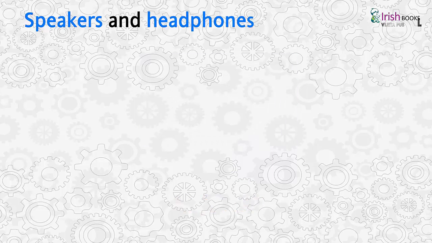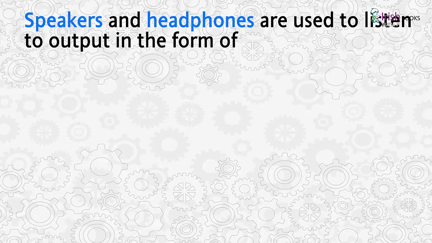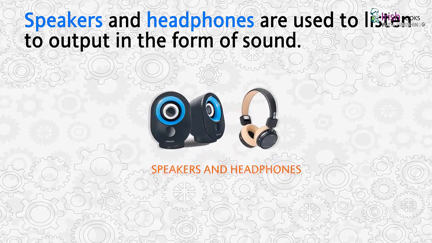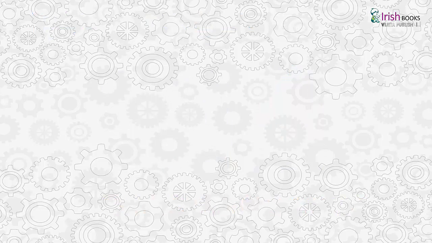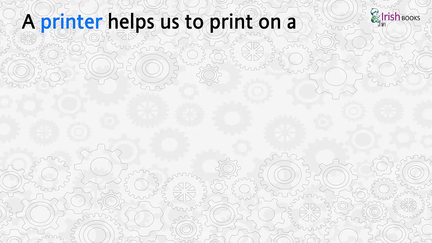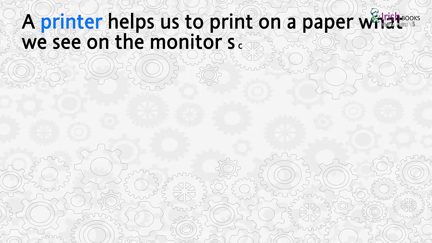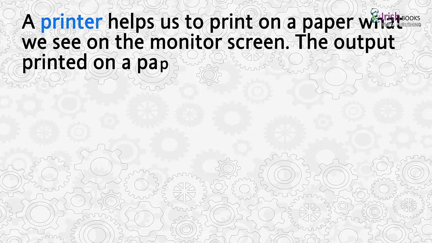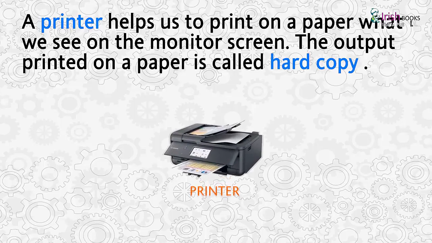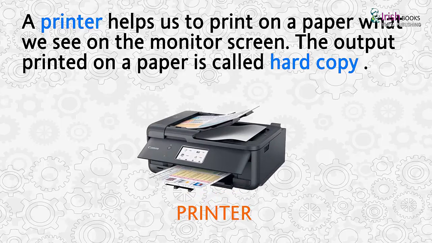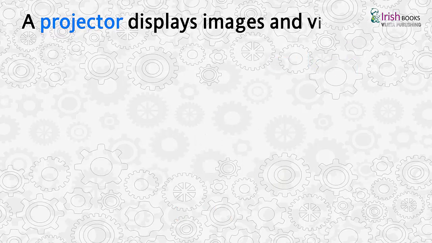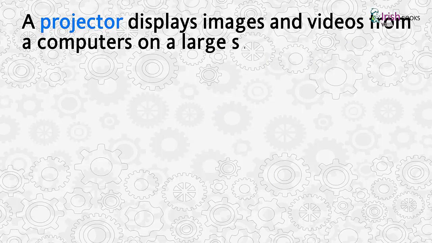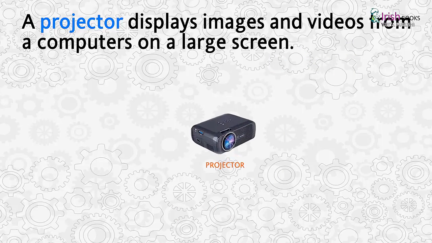Speakers and headphones are used to listen to output in the form of sound. A printer helps us to print on paper what we see on the monitor screen. The output printed on paper is called hard copy. A projector displays images and videos from a computer on a large screen.